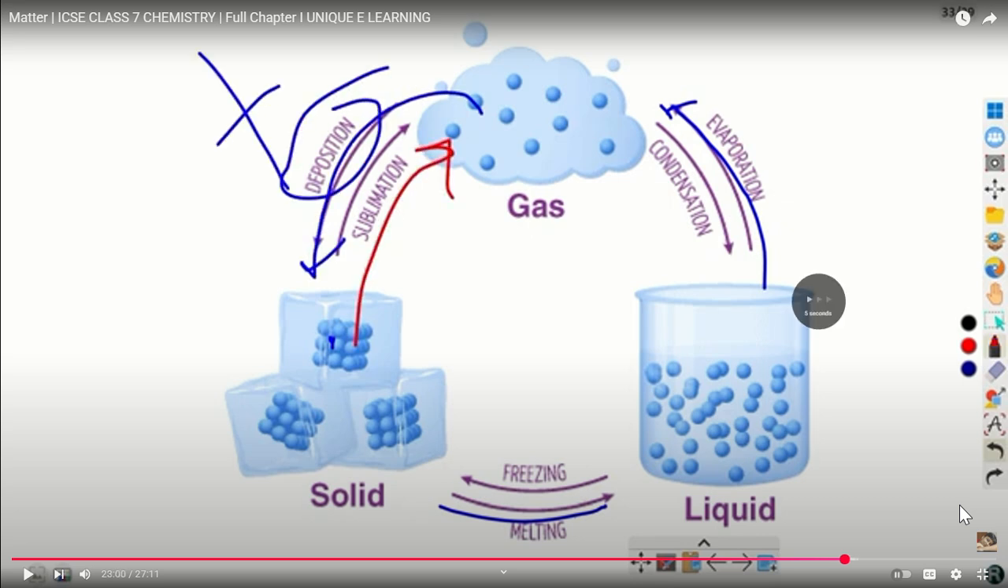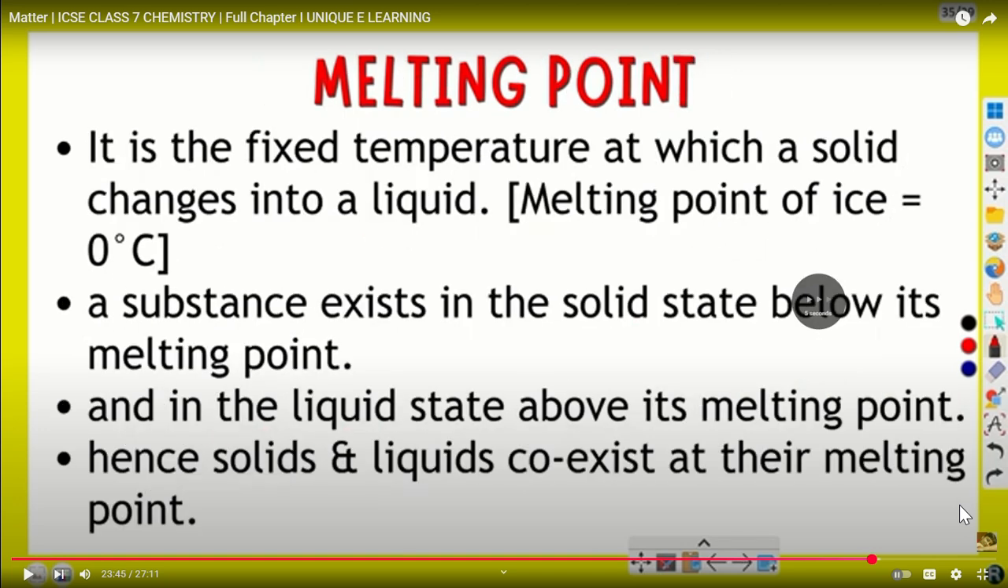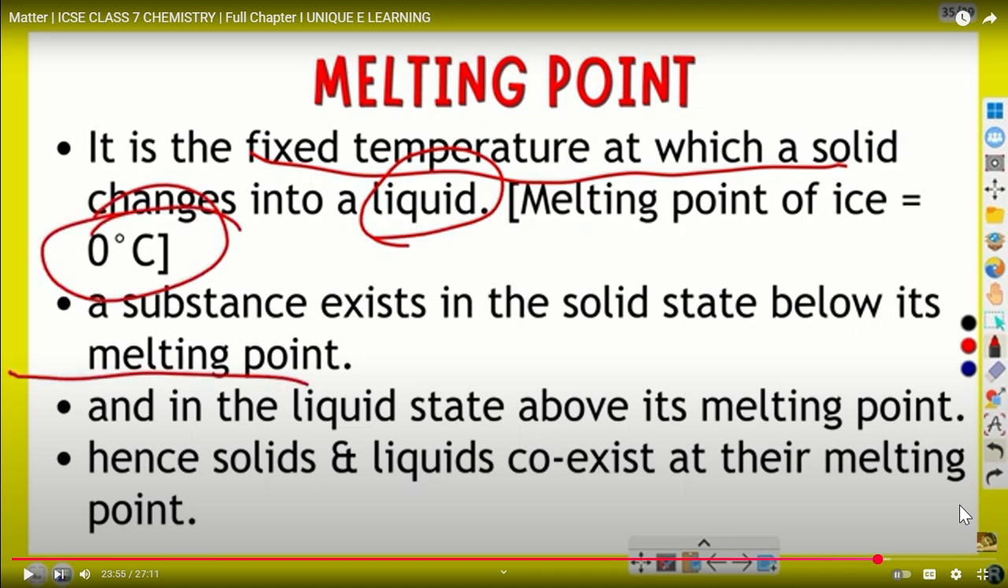Easy. You just need to understand everything that I am saying. Melting: the conversion of a substance on heating from solid state to liquid state. Particles of a solid gain energy, vibrate and overcome the force of attraction. Melting point is 0 degrees Celsius. No other things to learn, just remember this cycle.